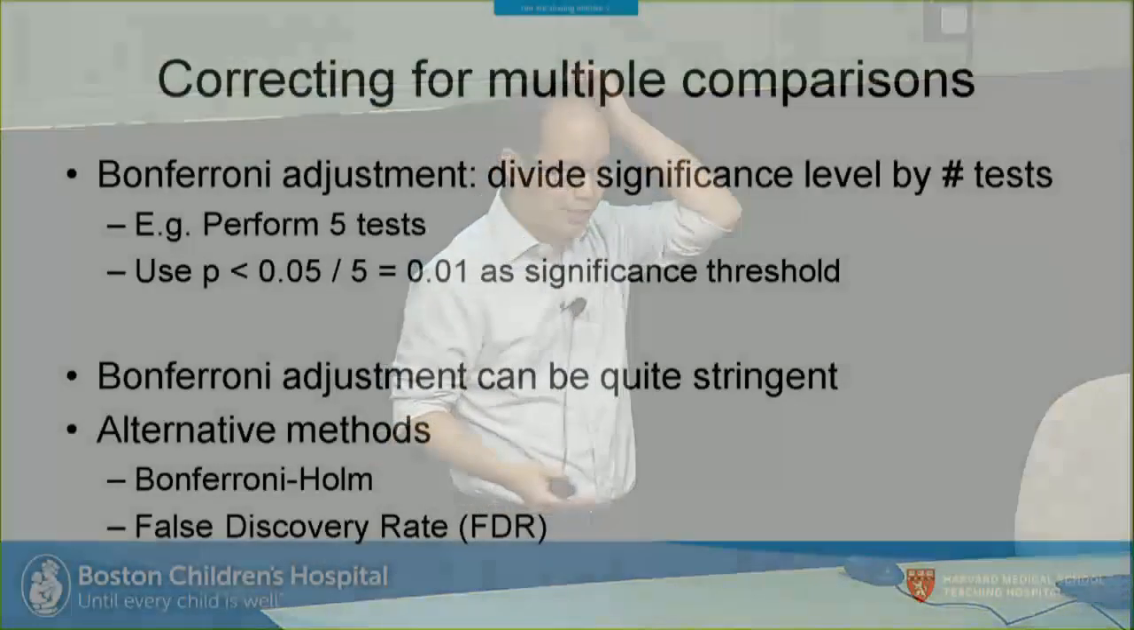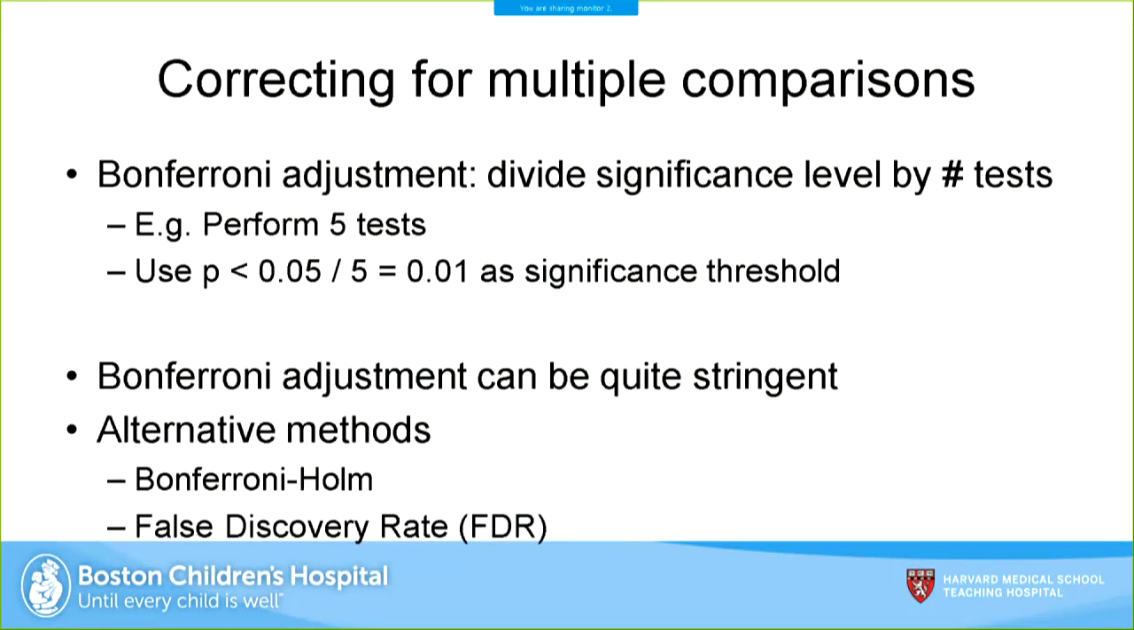So we want to be careful when we're designing a study and when we're analyzing the study and adjust for multiple comparisons. So a very common approach would be to use the Bonferroni adjustment. And the idea is you're simply dividing the significance level by the number of tests that you're performing. So let's say you're performing 5 statistical tests. So instead of using a p-value threshold of 0.05, you're going to divide this by 5. You're going to make it more stringent. You need a p-value less than 0.01 to be statistically significant.